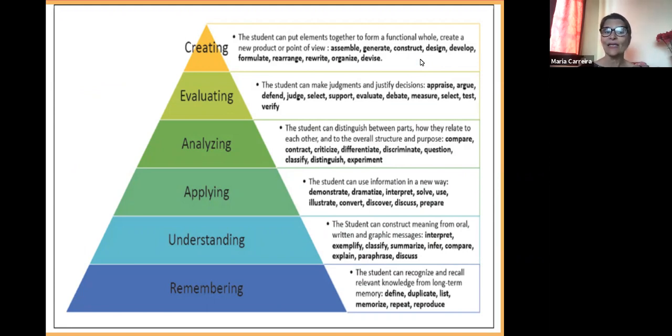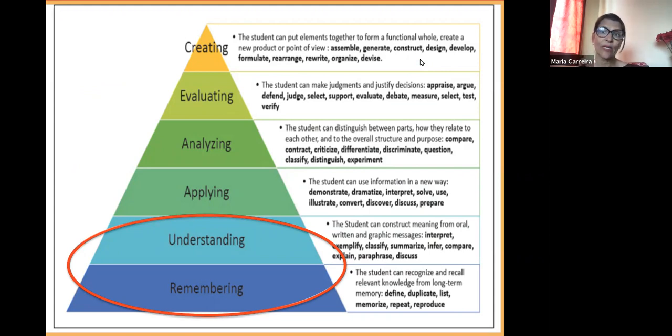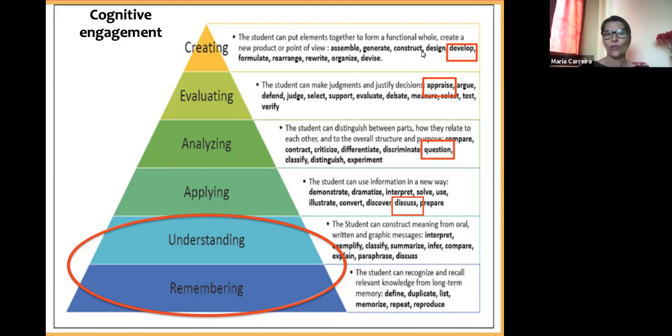Classroom studies indicate that most of the activities and the questions that teachers pose in the classroom remain at the level of remembering or understanding. That's too bad, because it's when we ask our students to discuss, to question, to appraise a design, that we are really engaging them cognitively, which means they are getting turned on to the thinking, what they're learning, what they can do with what they're learning. So moving up Bloom's taxonomy is essential to establishing cognitive engagement.